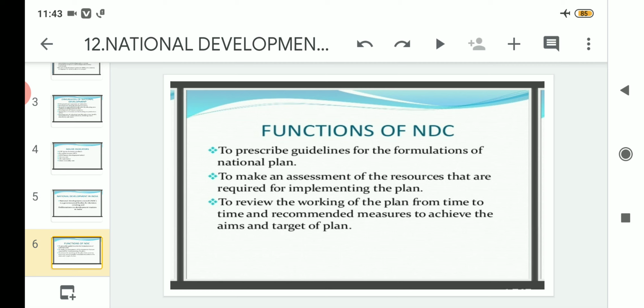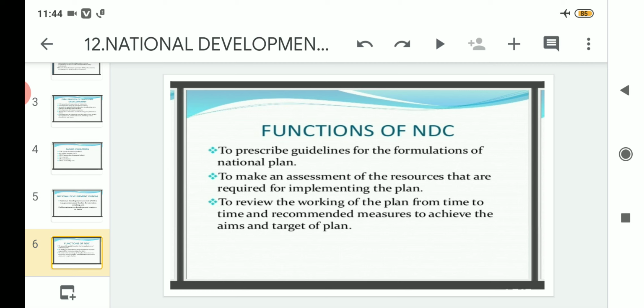They will go through the assessment of the resources that are required for implementing the plan. As mentioned in the guidelines, there may be many resources, so they will take a quick assessment of the following resources that are required for implementing the plan. Whatever national plan they have formulated using the guidelines, in order to implement the plan, they need to make an assessment of the following resources.